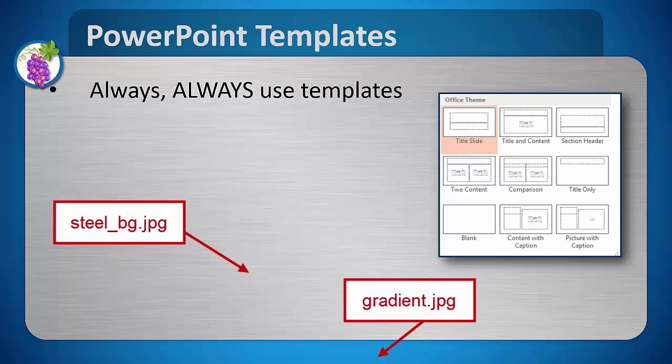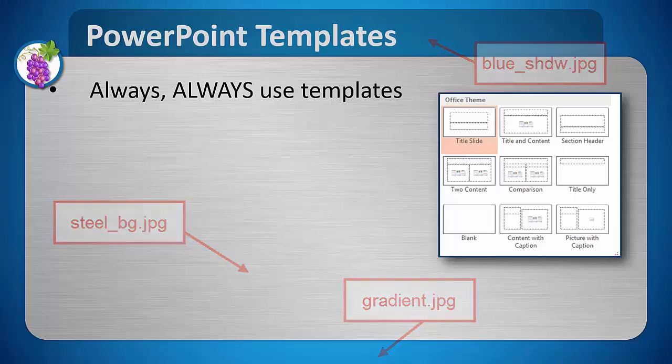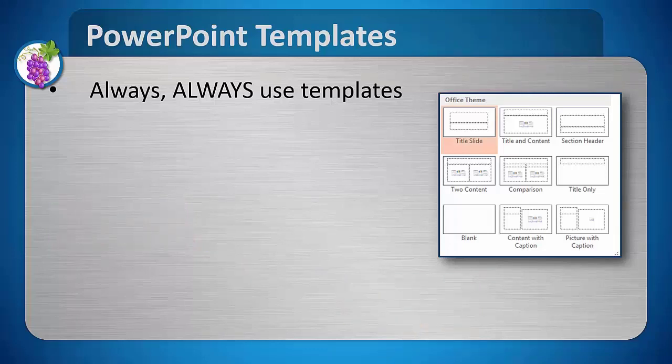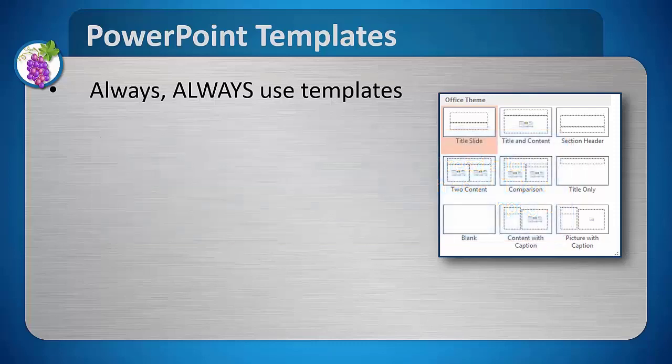steelbg.jpg, blueshadow.jpg. When I first started working with JAWS to see whether or not this PowerPoint presentation was accessible, it was reading all this stuff and I was trying to figure out where in the heck it was getting all that information from, because I couldn't see it. I had to go in, look at the alt text for all these pieces of graphics and determine that's what it was reading. So in hindsight, I would never start with a template like this. I would keep with something more simple. It may not look as good, but it's a lot less work in the long run.